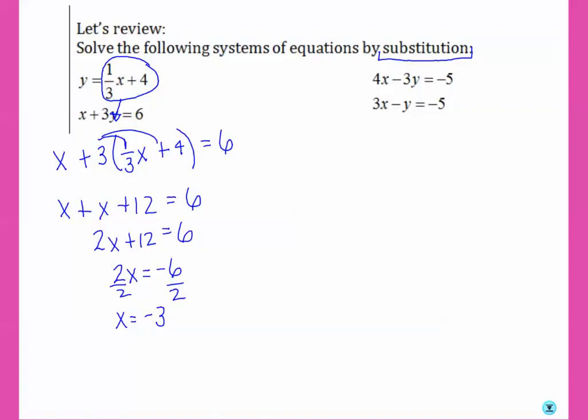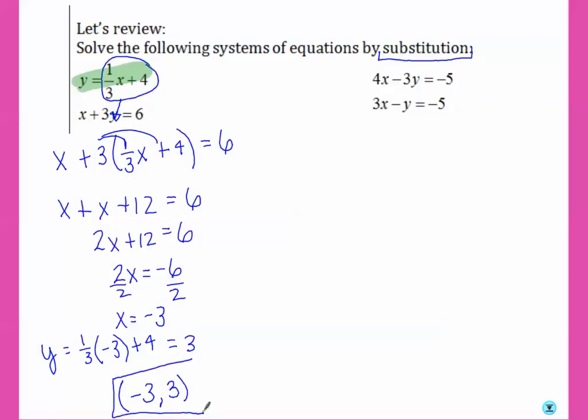Now we can use that to figure out what y equals. Since we want to figure out what y equals, I would use the equation that says y equals. So y equals 1/3 times -3 plus 4. Type that all straight in your calculator, and that comes out to equal 3. So we know our solution is the coordinate -3, 3. Make sure you remember to put your x first and your y second.